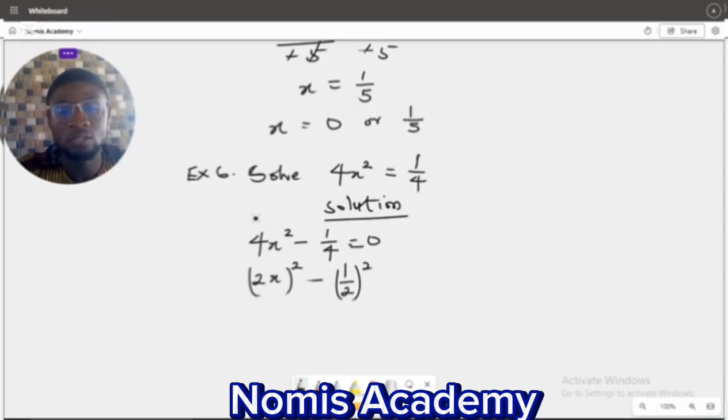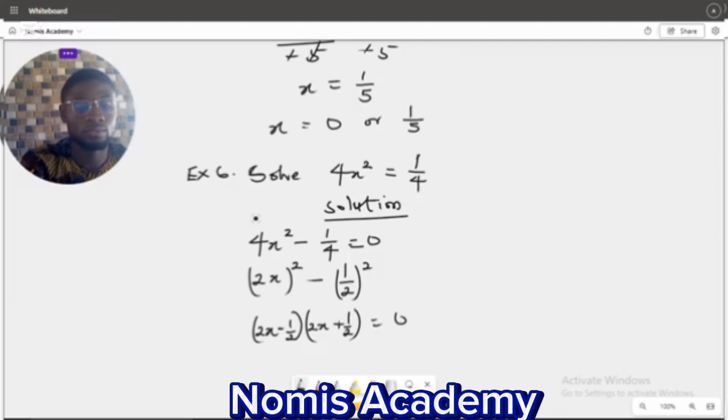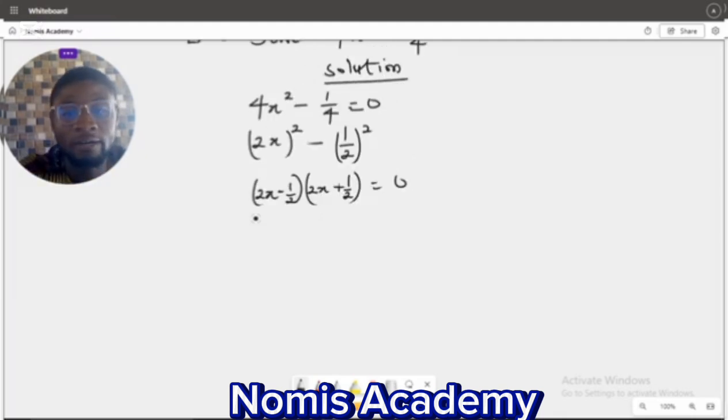You get it now? So now that I have done this, take the difference of two squares, so that when you open your brackets, you have (2x minus 1 over 2) times (2x plus 1 over 2) equals 0. So now you can separate them. You now have 2x minus 1 over 2 equals 0, or 2x plus 1 over 2 equals 0.